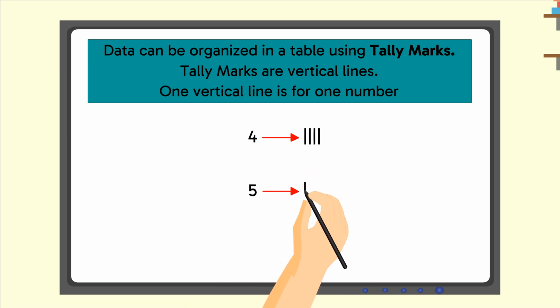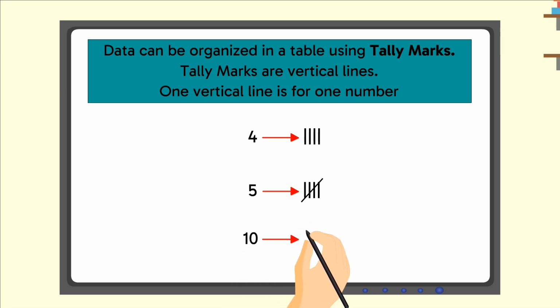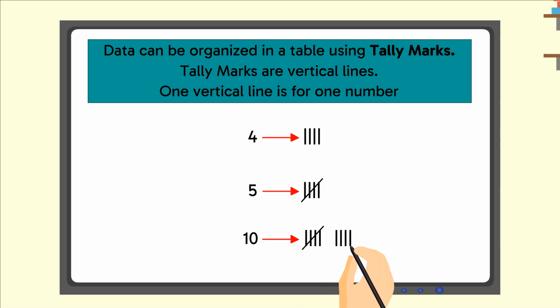The 5th response is represented by a line across the previous 4. Number 10 is represented by 4 vertical lines, then a slanting line across the 4 lines. Again, 4 vertical lines, then a slanting line across the 4 lines.